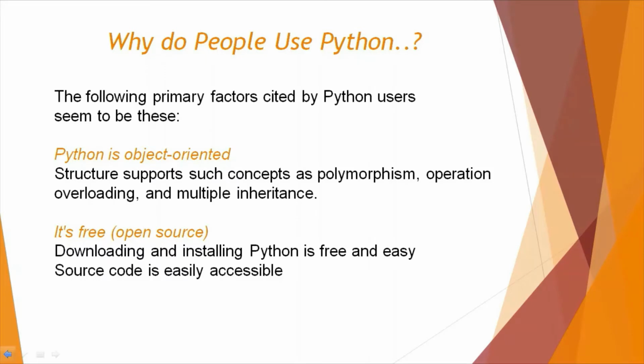So these are some primary factors for using Python. First and most important is that it is object-oriented. It includes concepts like polymorphism, operator overloading, and multiple inheritance. Moreover, it is free and open source. You can download and install Python for free and easily. Source code is also easily accessible.